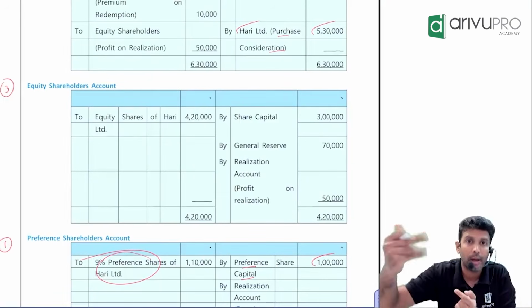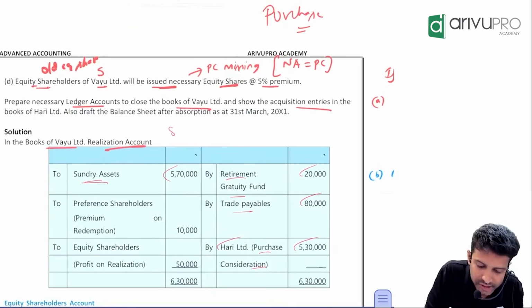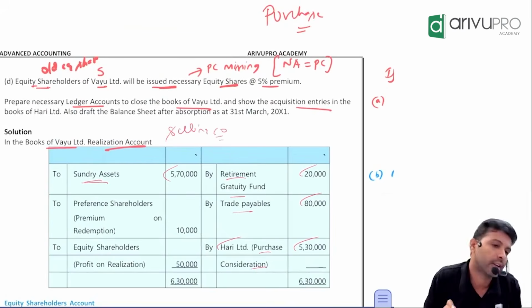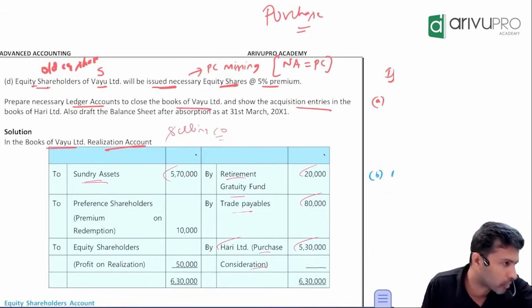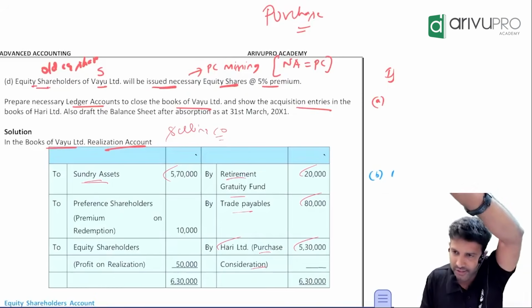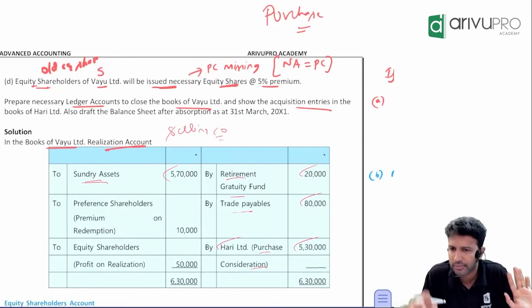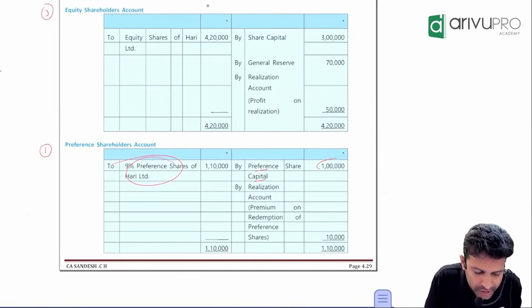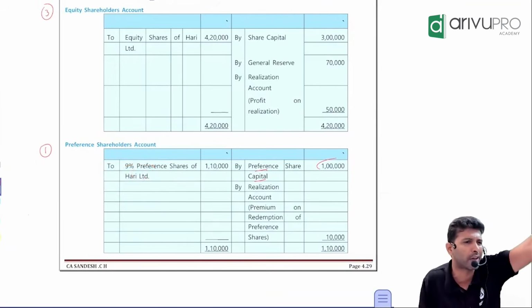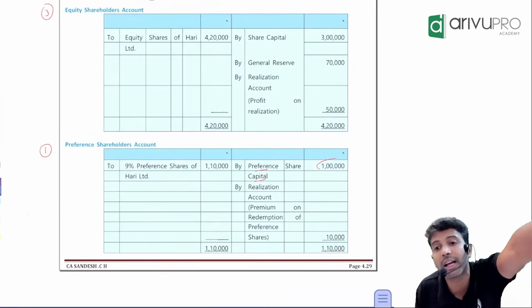Who issued? The purchasing company. We are doing all this in the purchasing company's books or the selling company's? The selling company did not issue these preference shares. The purchasing company issued them, and the preference shareholders just got them. So instead of writing preference shareholders to bank, you'll write preference shareholders account debit to new preference shares. So you can write it like that. Done, ji.